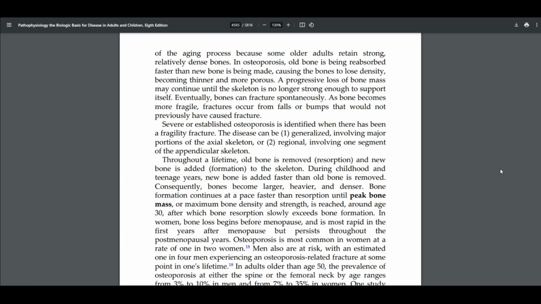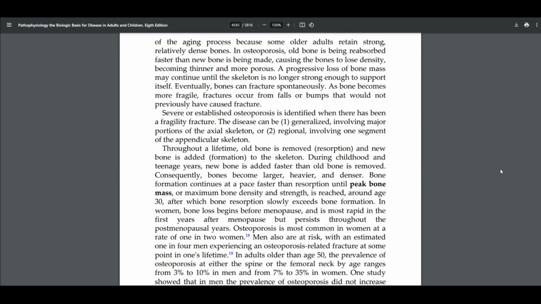A progressive loss of bone mass may continue until the skeleton is no longer strong enough to support itself. Eventually, bones can fracture spontaneously. As bone becomes more fragile, fractures occur from falls or bumps that would not previously have caused a fracture. Severe or established osteoporosis is identified when there has been a fragility fracture. The disease can be generalized, involving major portions of the axial skeleton, or regional, involving one segment of the appendicular skeleton.